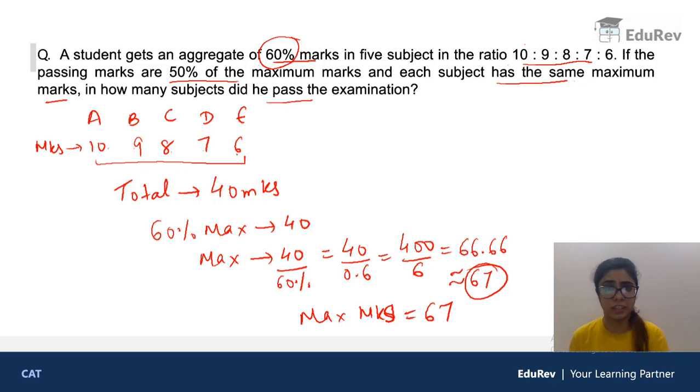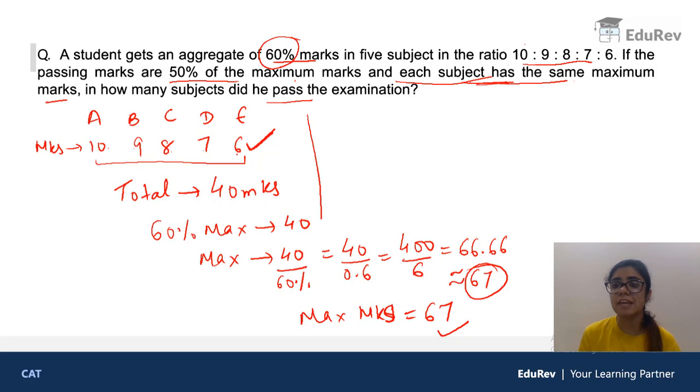We are just assuming this, okay? So the maximum marks of all the subjects is 67. We got this number because we assumed these to be the marks he scored. Okay? Now they are saying each subject has the same maximum marks. What is this 67? This is the total marks of all the subjects put together. Okay, 67 is the total marks of all the subjects put together.